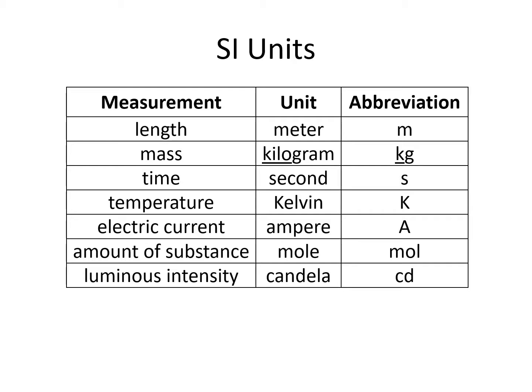The unit of electric current is the ampere, abbreviated with a capital A. The unit of amount of substance is the mole, abbreviated by taking the e off and just writing mol. And finally, the unit of luminous intensity is the candela, abbreviated cd.